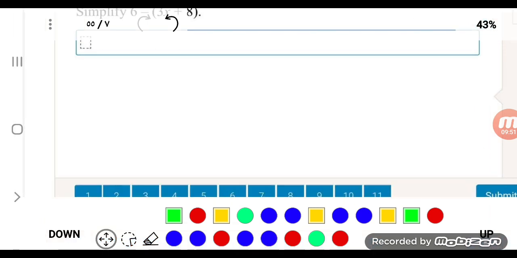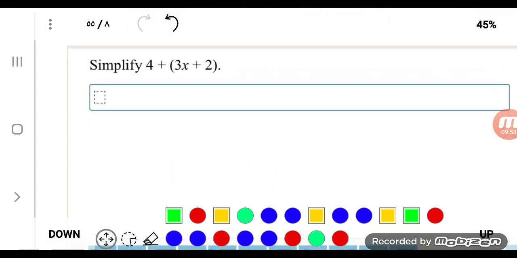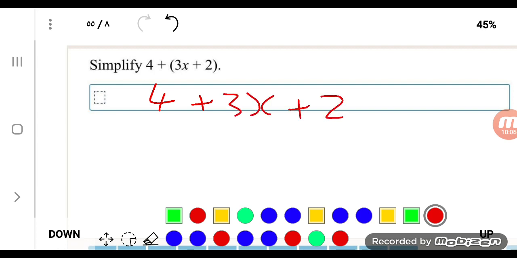Okay, let's see the next one. Here you have to solve also. Distribute the plus. If you distribute the plus, it does not affect anything, it becomes 4 plus 3x plus 2, and that will be 6 plus 3x. That is the final answer.